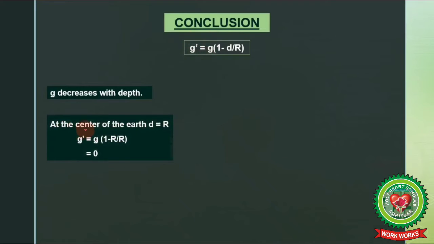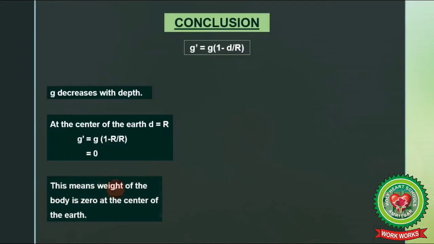As we move towards the center of the Earth, d will become equal to R, which results in g' is equal to g(1 − R/R). In place of d, we substitute R, and when R and R get cancelled, we will get 1 − 1, which results in 0. It means that at the center of Earth, g' is equal to 0.